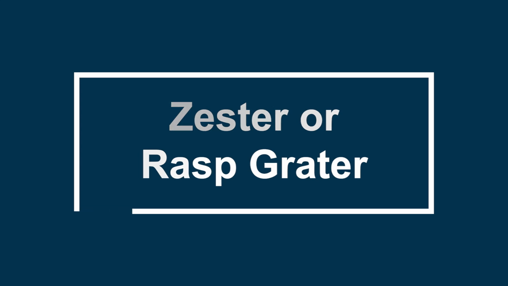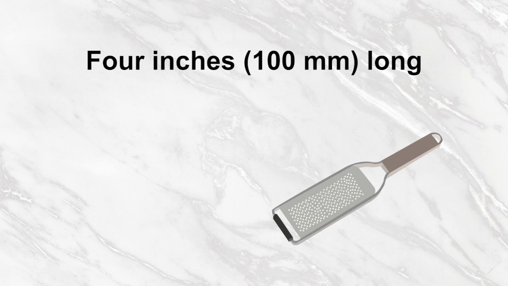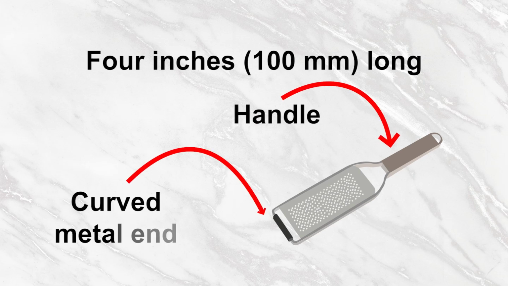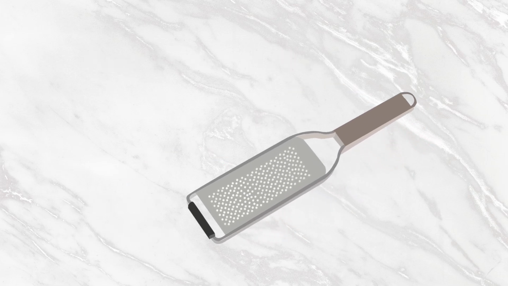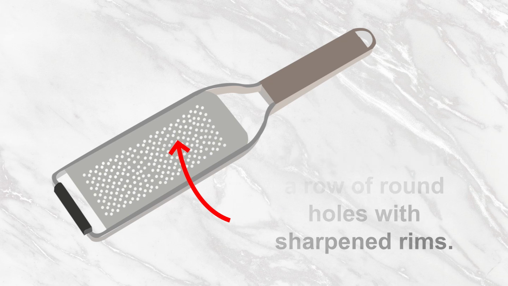Zester. A zester, also known as a citrus zester or lemon zester, is a kitchen tool used for obtaining zest from the lemon and other citrus fruit. A kitchen zester is approximately 4 inches long with a handle and a curved metal end, the top of which is perforated with a row of round holes with the sharpened rims.